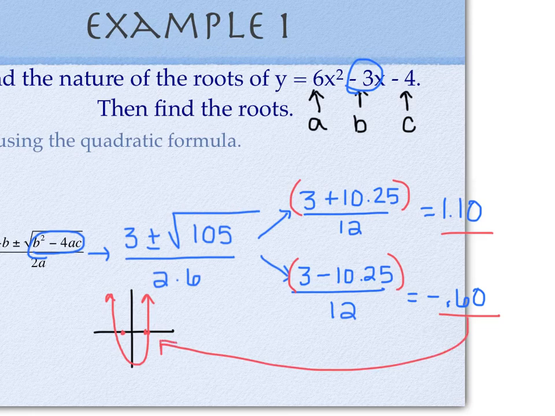Okay, that's really it. So it's not very different from what we were doing yesterday. Really, the newest thing is just that discriminant piece, getting this number by itself, and then determining the direction that you're going to go in from there, what that tells you about your parabola.